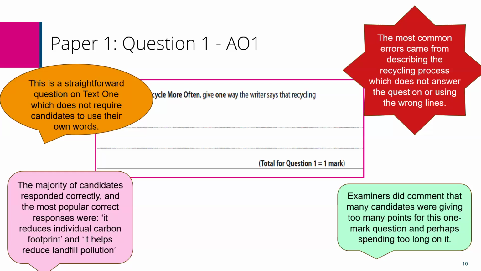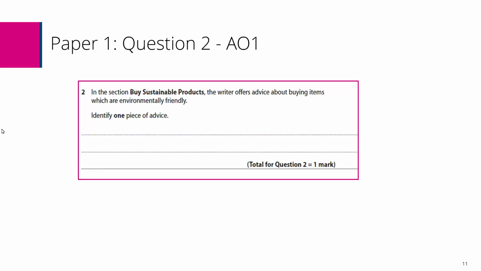So that's a little bit about question 1, an AO1 question. Question 2 is also an AO1 question. And the question here was, in the section 'Buy Sustainable Products', the writer offers advice about buying items which are environmentally friendly. Identify one piece of advice. So again, it's retrieval style. The comments that I'm going to go through now are from page 5 of the examiner report.